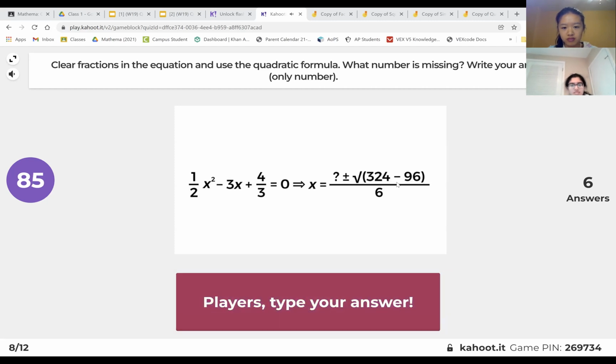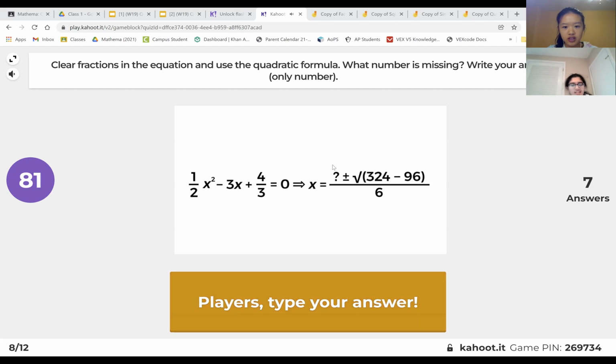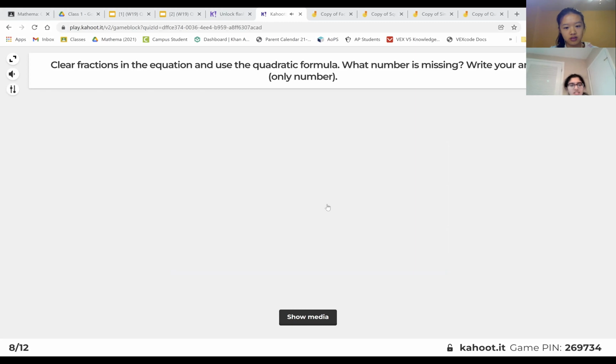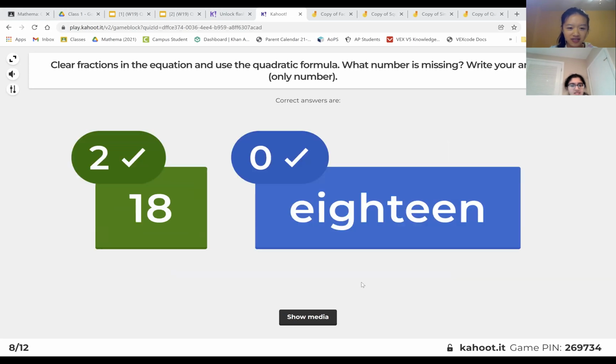Honestly, I'm confused. Is it asking for B or is it not? It's asking for the question mark, which is negative B, right? Yes, but then they did the question weirdly because they multiplied by 6, right? So the answer is 18. What? Okay, that's weird. Multiplied the value. I got it right. I'm off.